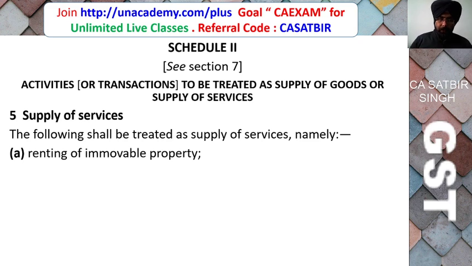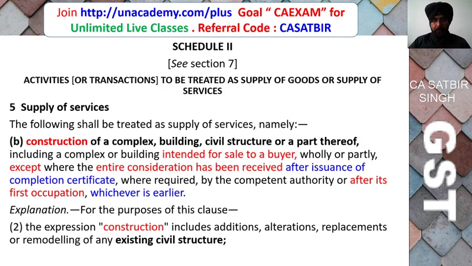What are the transactions which will be regarded as supply of services? The following shall be treated as supply of services, namely renting of immovable property. If renting is there, it will be supply of service and GST has to be paid as per the supply of service provisions. Similarly, construction of a complex or building before completion is also supply of service and GST has to be paid.